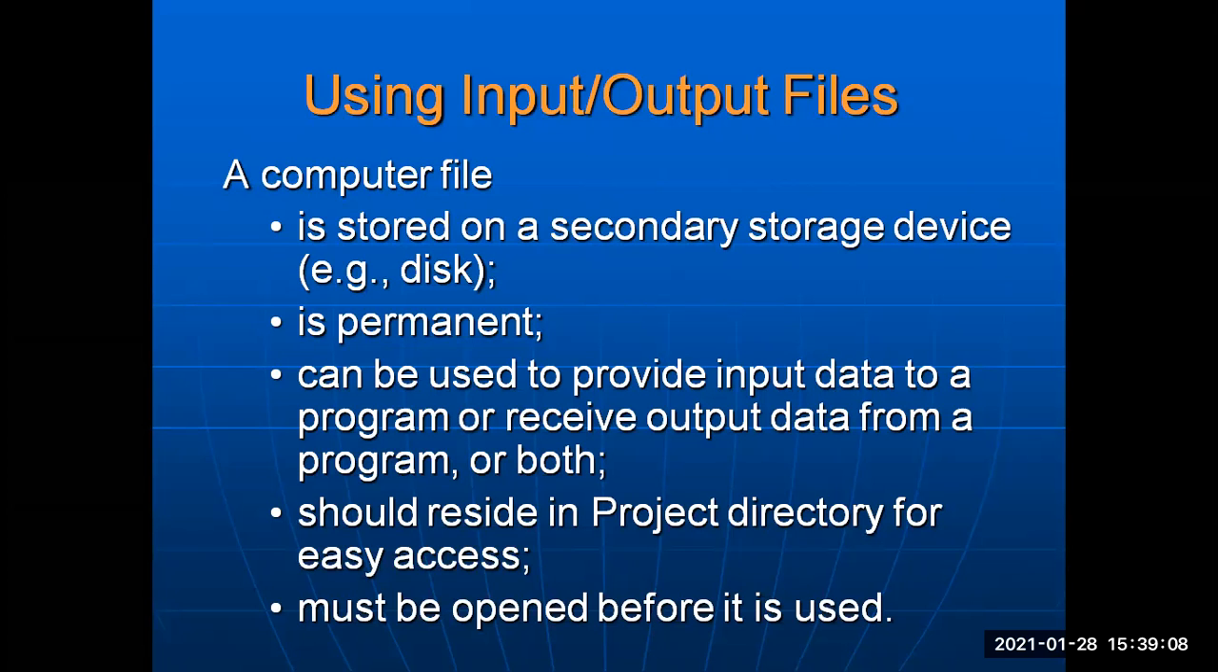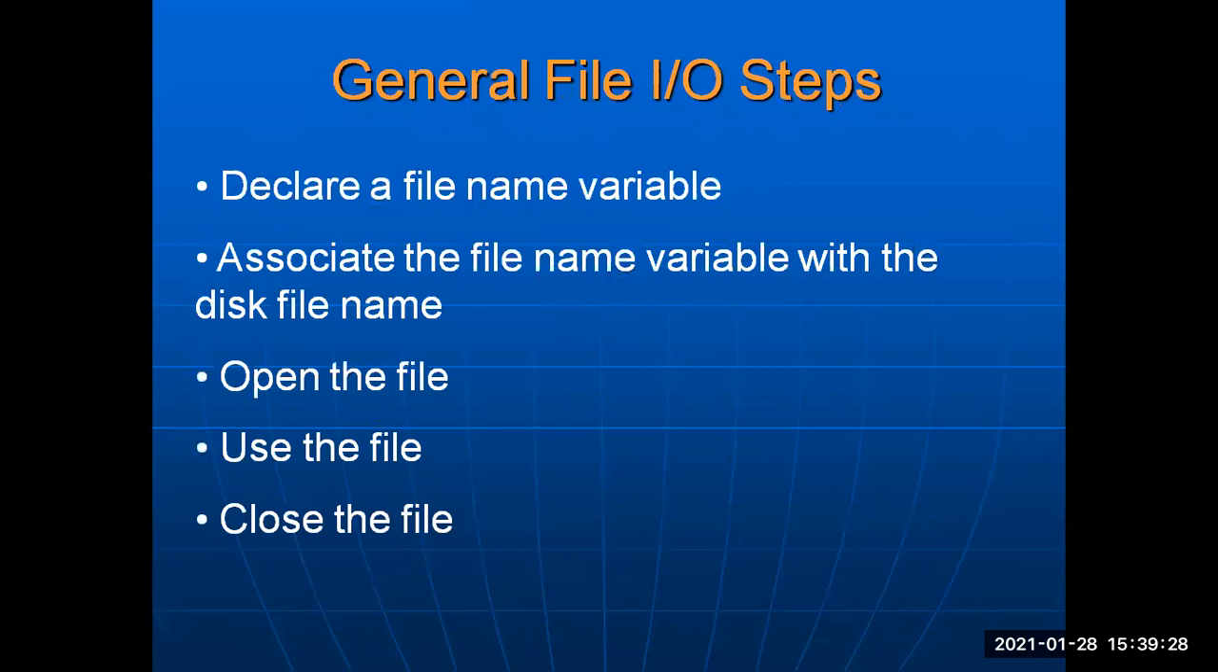The file should reside in the project directory for easy access here, and this file must be opened before use. Suppose you want to do an IO operation on the file; before using that file, it must be opened, right? So what are the steps for doing file operations?